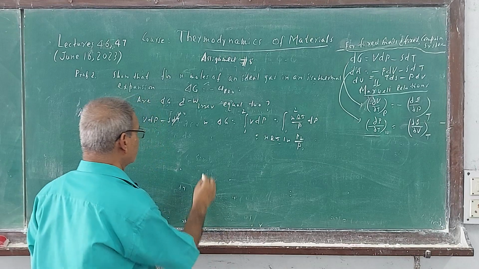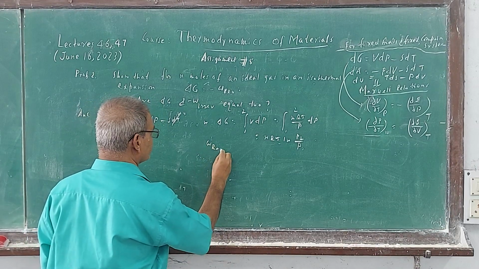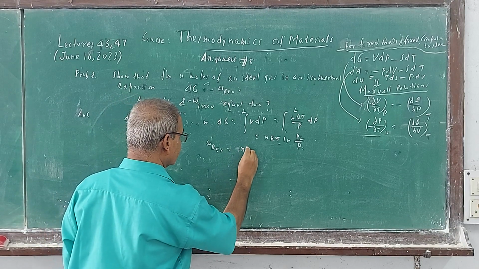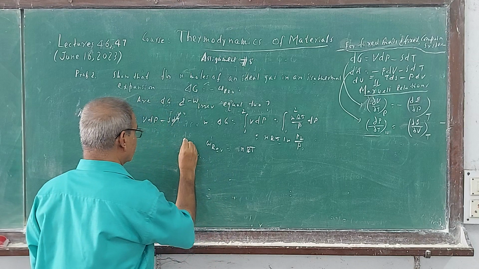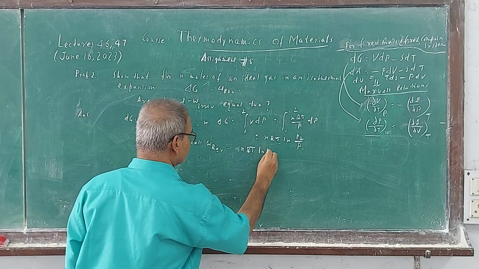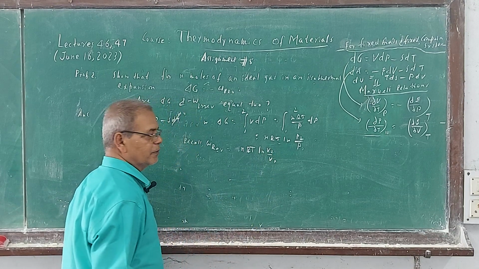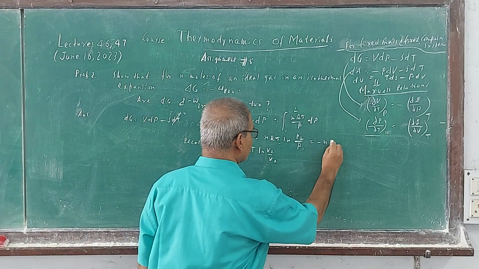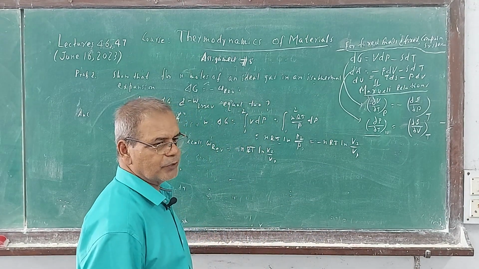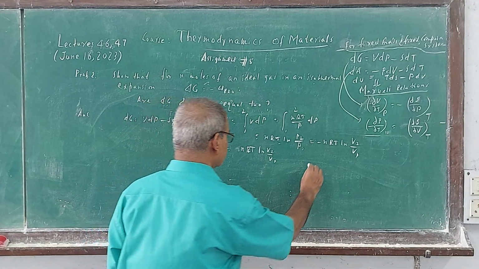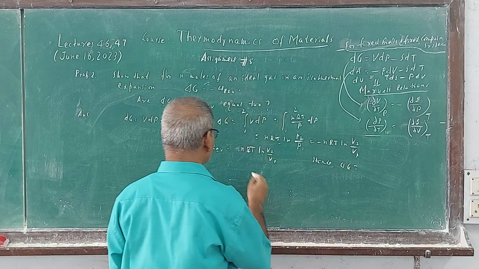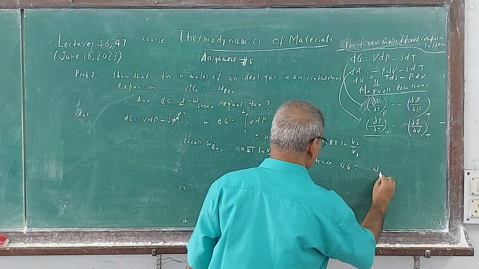What is the work done? Recall W reversible. What is W reversible? Remember it is nRT ln V2 by V1. This is nothing but minus nRT ln V1 by V2, and negative is V2 by V1. So hence delta G is, if you take this, minus W reversible. Proved.